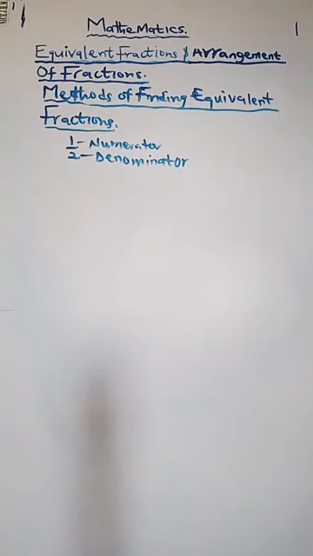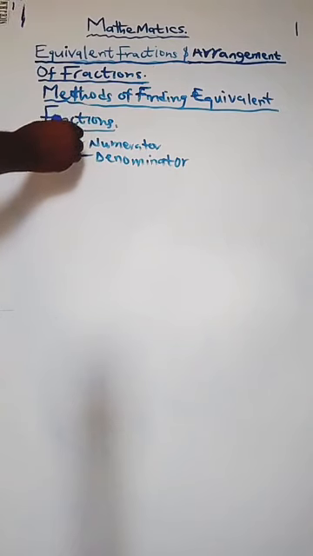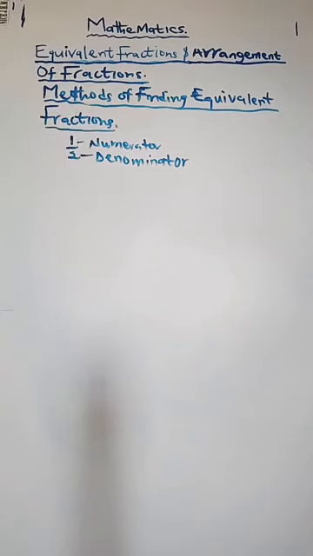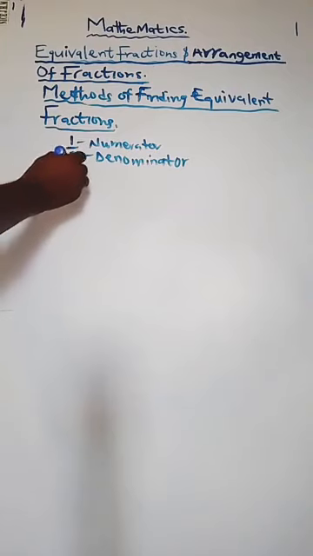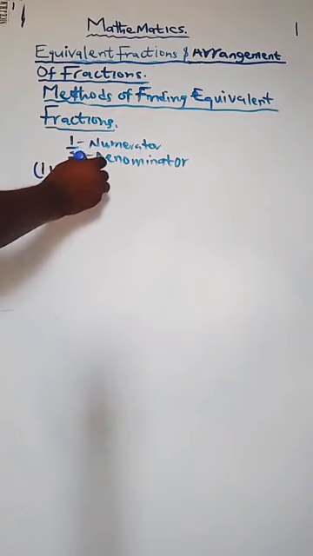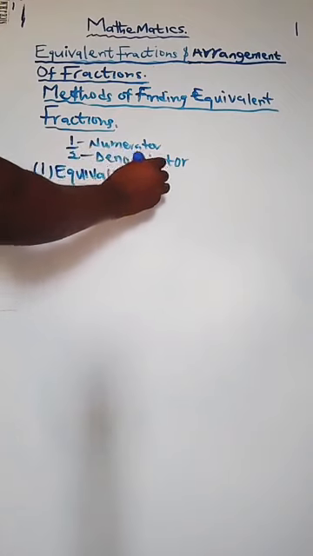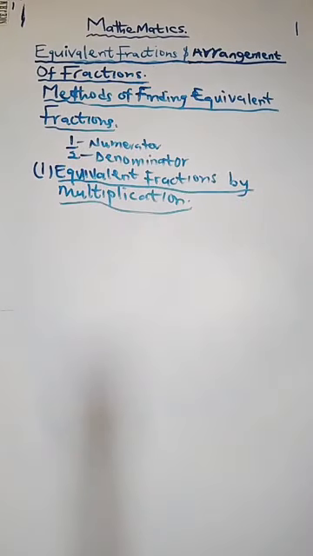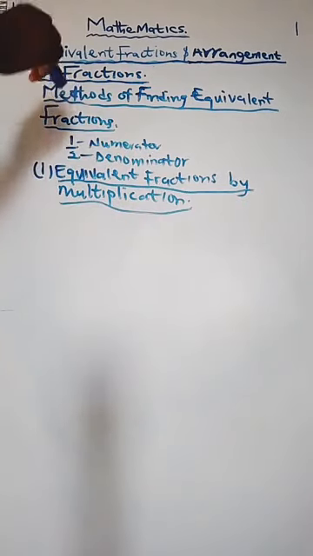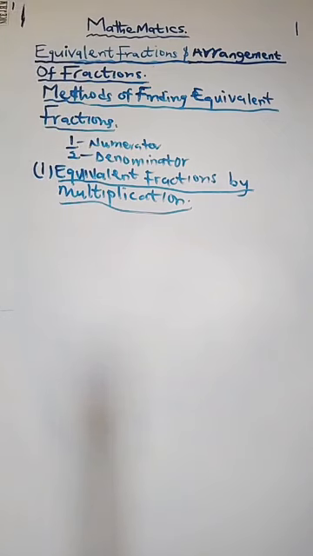So for you to have an equivalent fraction, whatever you use to multiply the numerator, you must use it to multiply the denominator. That is when you can have equivalent fractions. Now, what are the methods of finding equivalent fractions in mathematics? 1. Equivalent fractions by multiplication. So what we normally do under this method is to multiply the numerator and the denominator by the same number. After multiplication, we are going to have larger equivalent fractions.